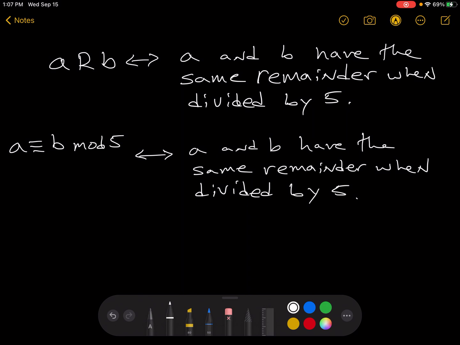Now, R, of course, could be a different relation in some other context, so you don't want to confuse ARB with always meaning this. But in any case, we've defined A is related to B to mean A and B have the same remainder when divided by 5. And usually, because this is such an important relation, we give it a special name. So instead of using this, we use that.